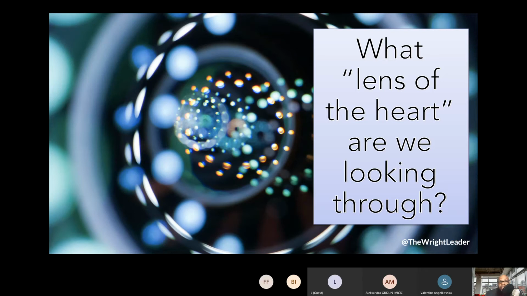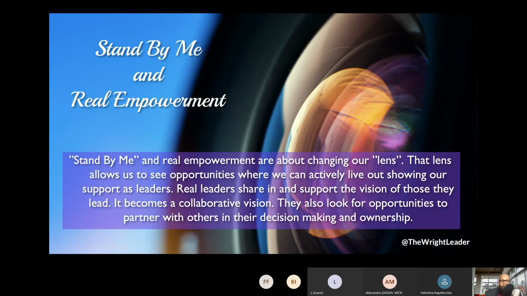All of those words that I have just shared with you, guess what? When we are actively thinking about those words, they become the lenses that we see everything through that is in our lives. So, what lens of the heart are we looking through?